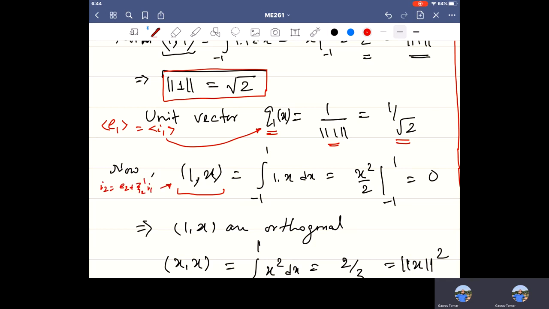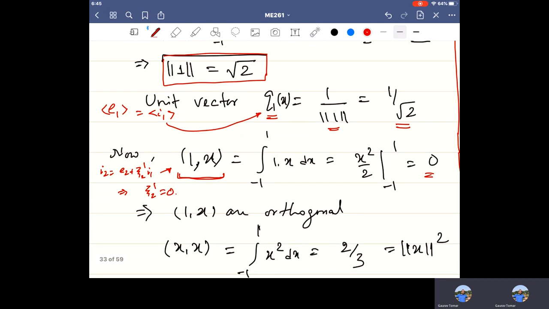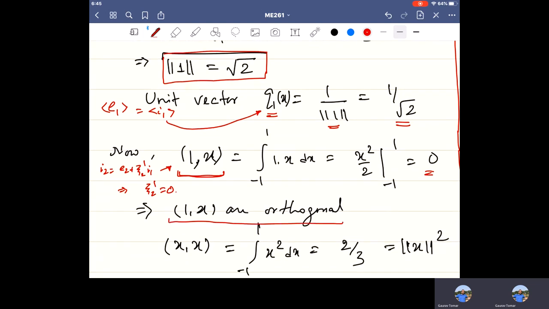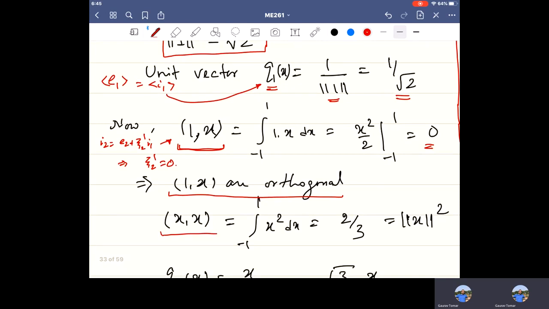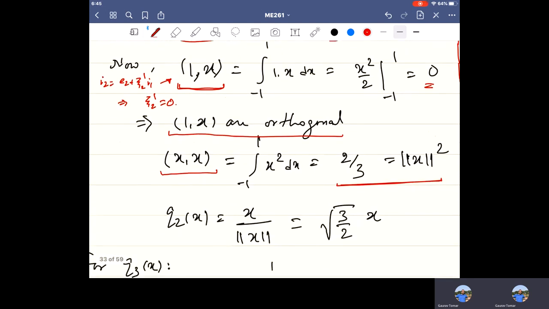We'll try to find e2 dot i1, and that's going to be 1 comma x, which gives you a 0. So it turns out the coefficient is nothing but a 0, because 1 and x are already orthogonal. Now, because we have to normalize, we find the norm of x, and the norm square turns out to be 2 by 3. So you can define q2(x) as x by norm of x, and then you get this. So you have found i2.